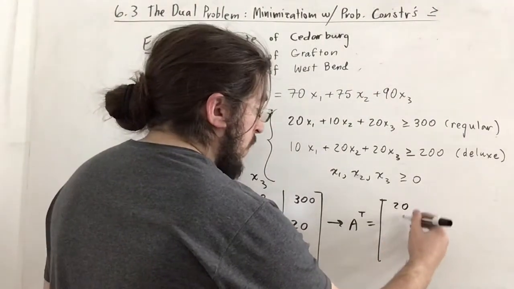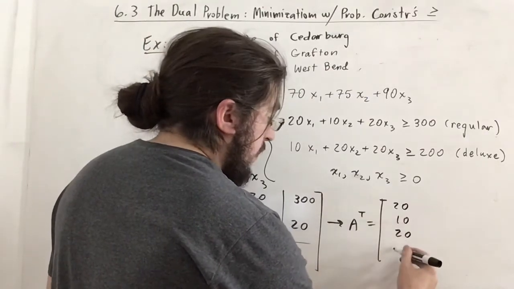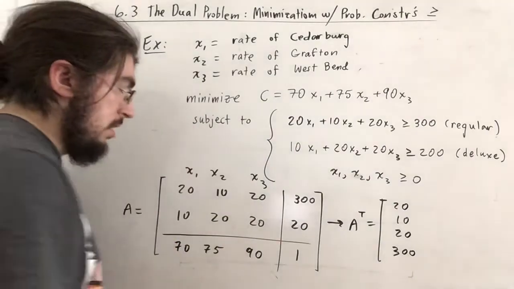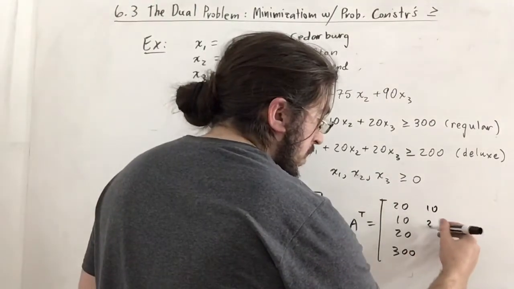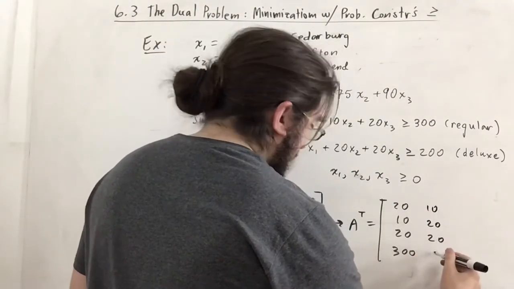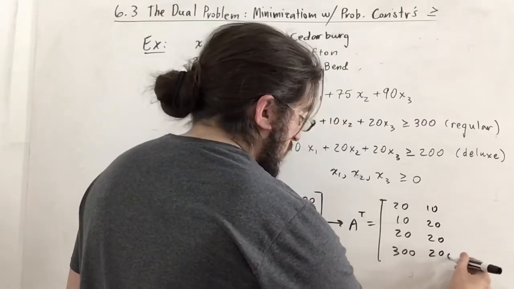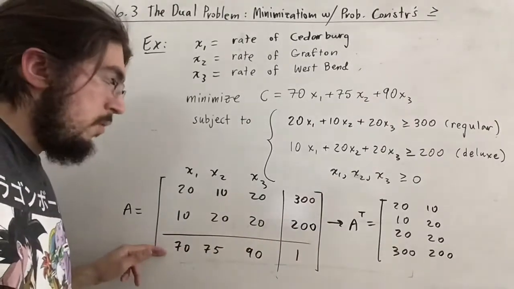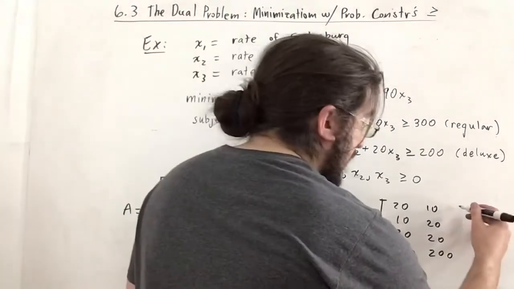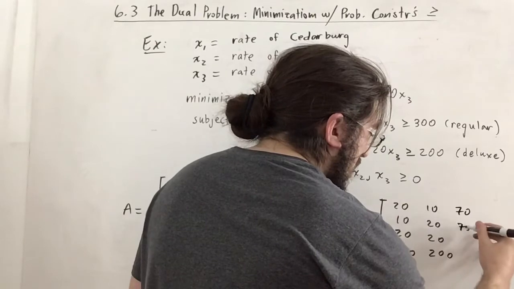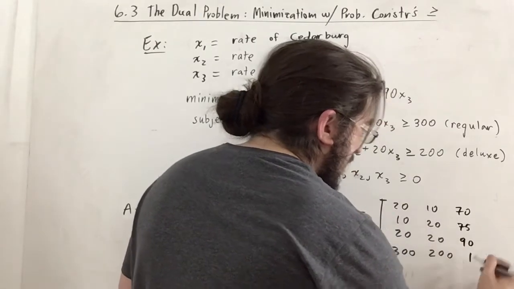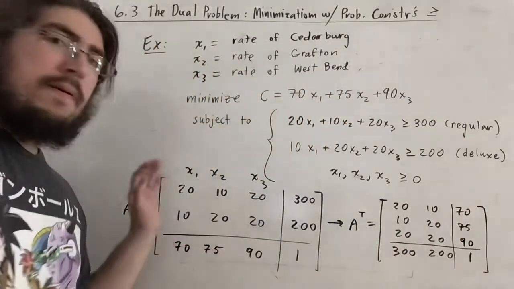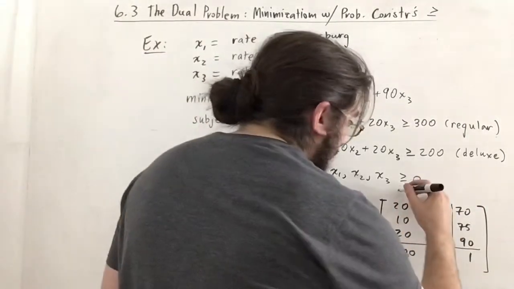So we get 20, 10, 20, 300 like this now. And similarly our second row is now our second column. So that's 10, 20, 20, and 200. So this should have been a 200. My mistake on that. And then finally, our third row is now the third column, 70, 75, 90. And we, of course, have those lines like this. And now the x's are gone. Now we have y's, our new variable.